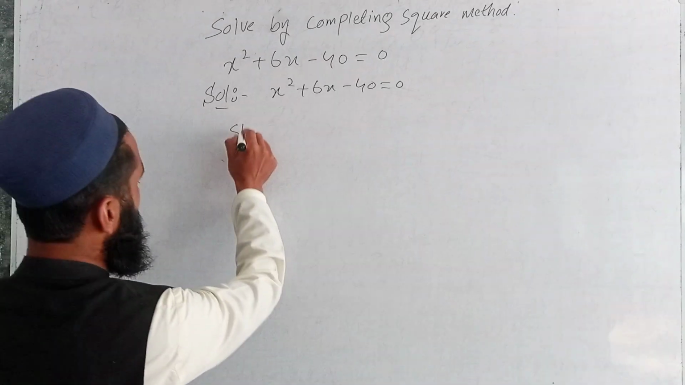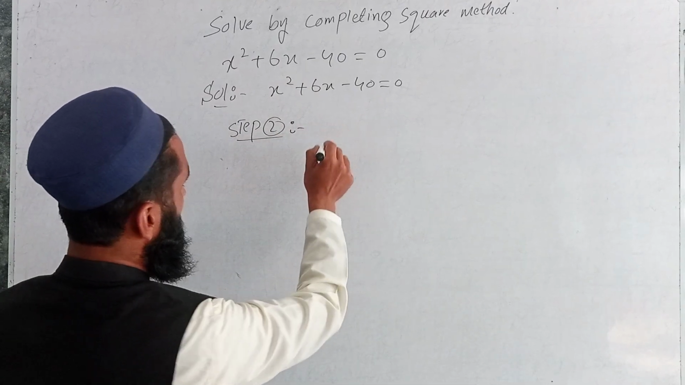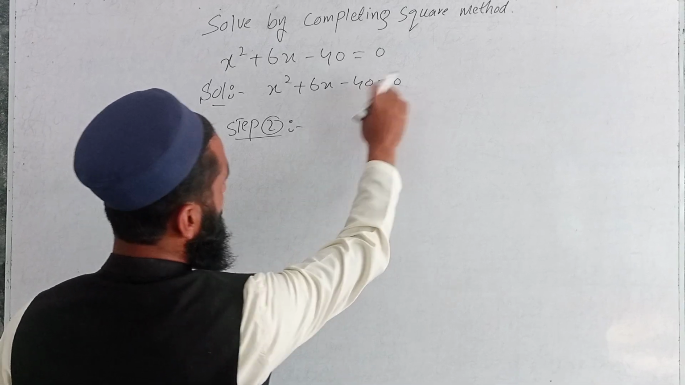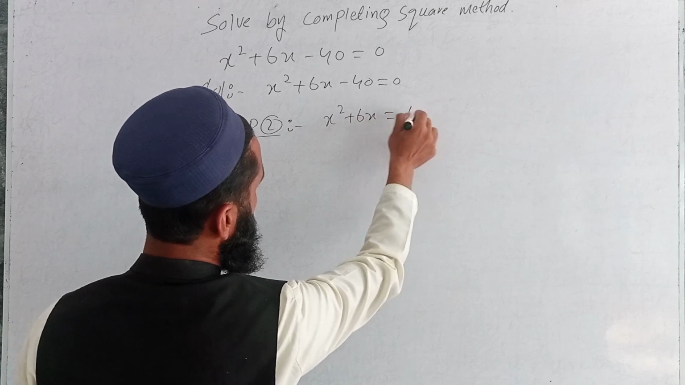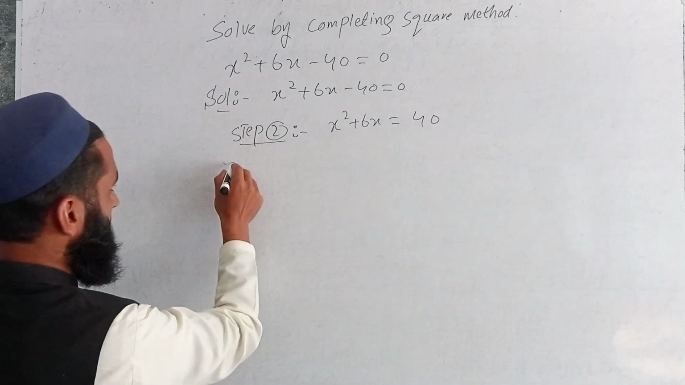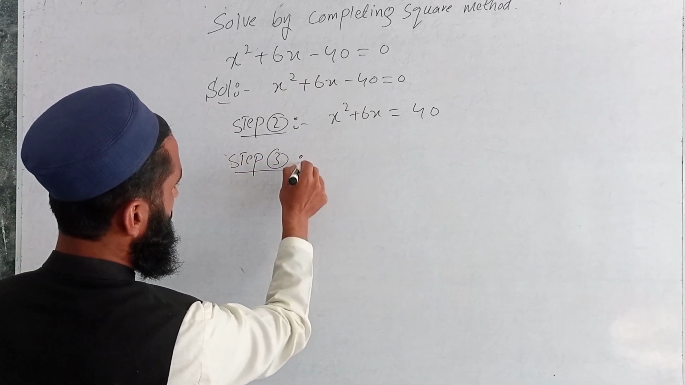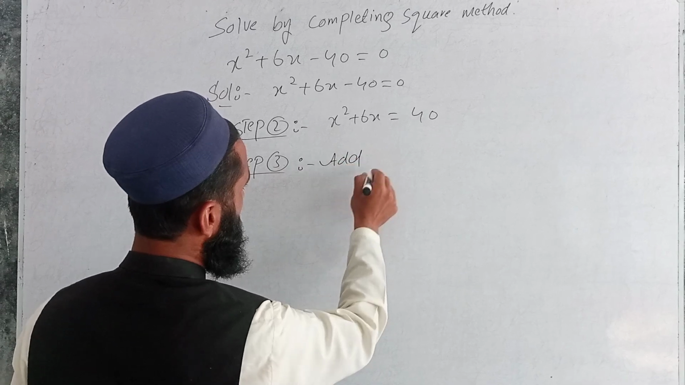Now let's come to step number second. Shift the constant term minus 40 to the right hand side to get x square plus 6x equal to 40. And step number third.